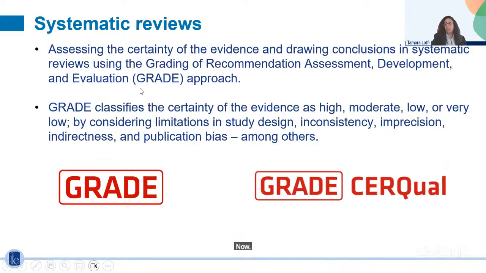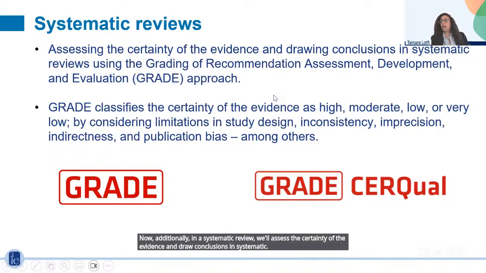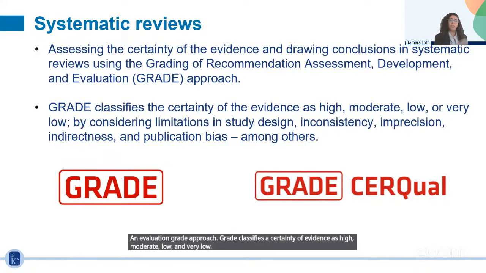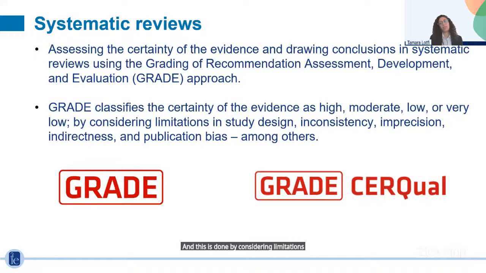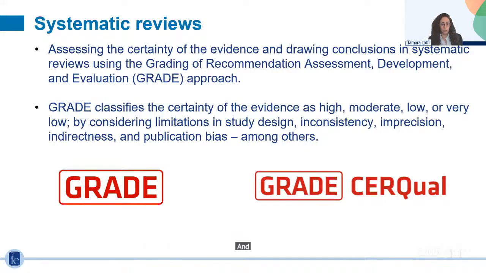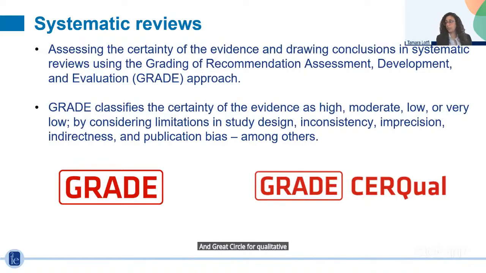Additionally, in a systematic review, we'll assess the certainty of the evidence and draw conclusions in a systematic way, using the Grading of Recommendations Assessment, Development, and Evaluation (GRADE) approach. GRADE classifies the certainty of evidence as high, moderate, low, and very low. This is done by considering limitations in study design, inconsistency, imprecision, indirectness, and publication bias, among other factors. We have GRADE for assessing the certainty of the evidence of quantitative studies, and GRADE-CERQual for qualitative studies when conducting a qualitative evidence synthesis.